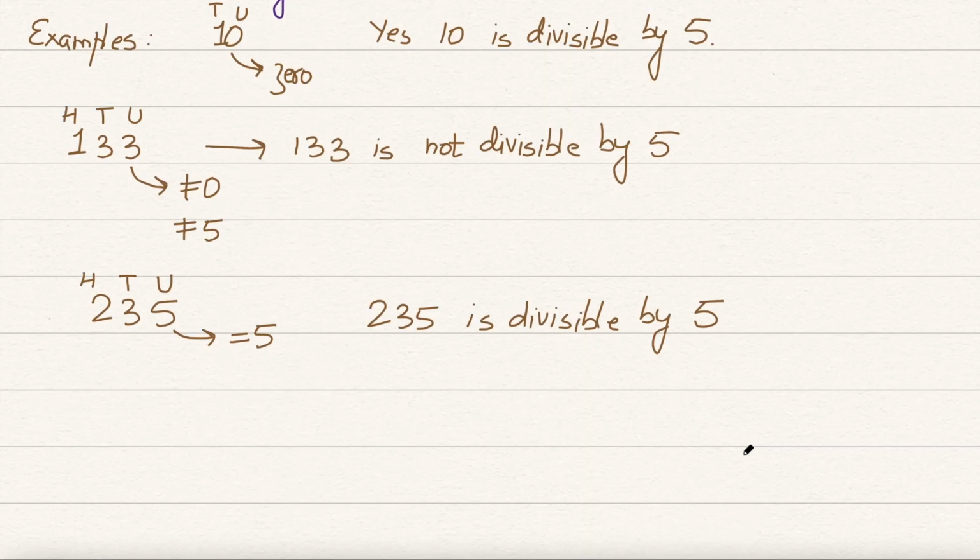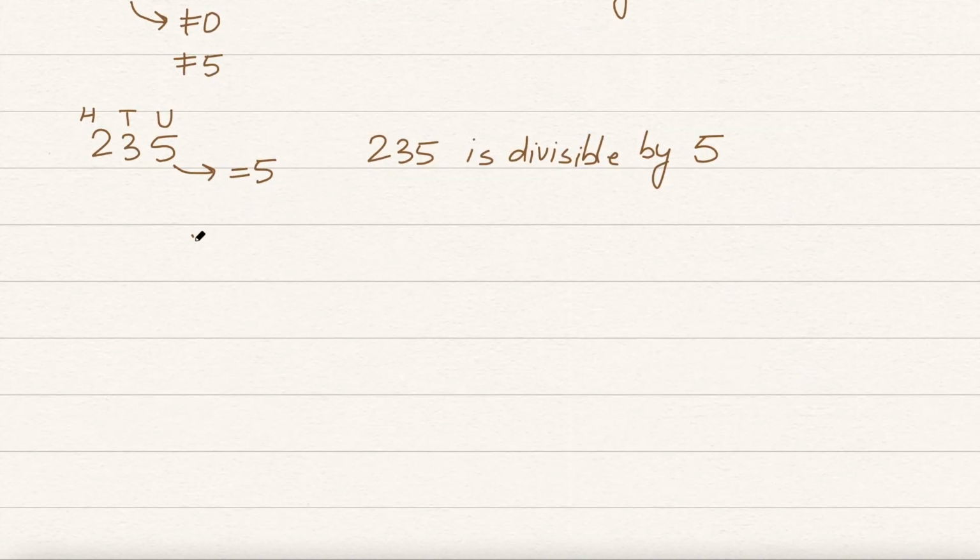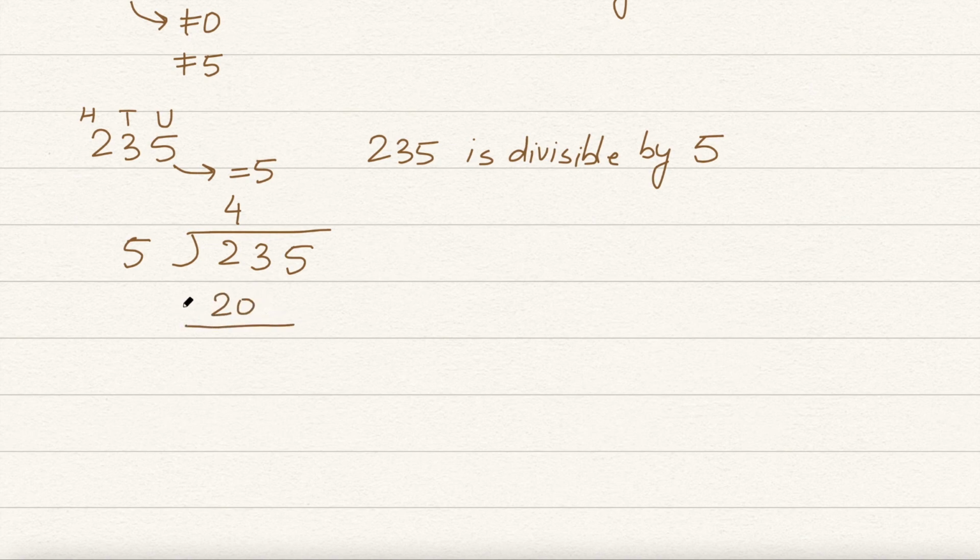Let's perform long division for one of these numbers. We will do 235 and we will divide it by 5. 5 times 4 is 20. Subtract these numbers. 3 minus 0 is 3 and 2 minus 2 is 0. Bring this number down. This is 5. This number is now 35.